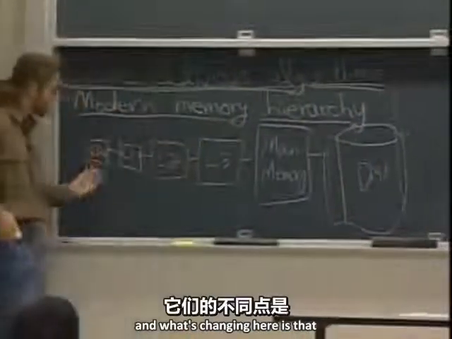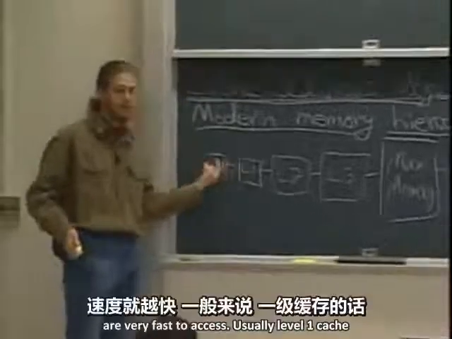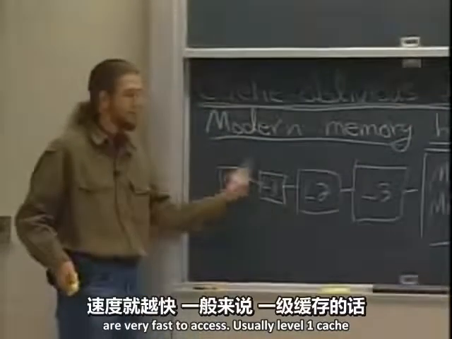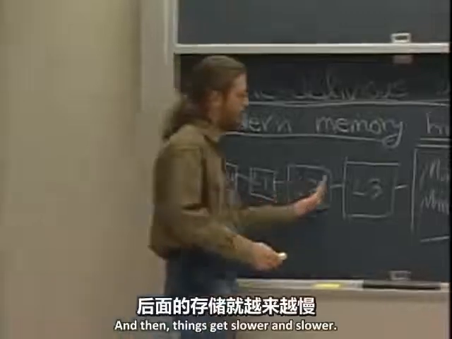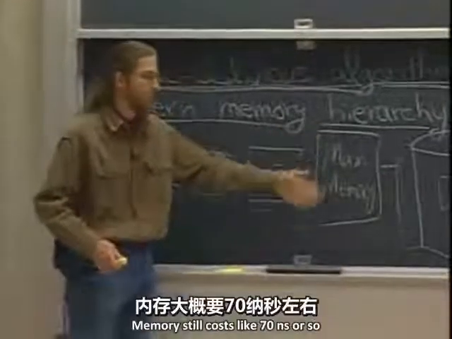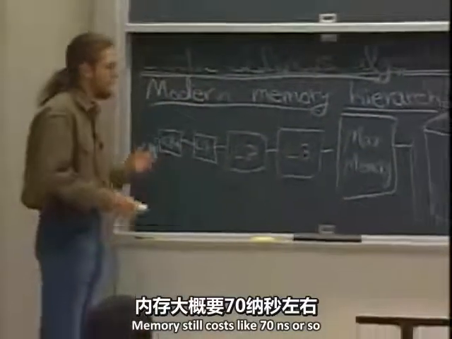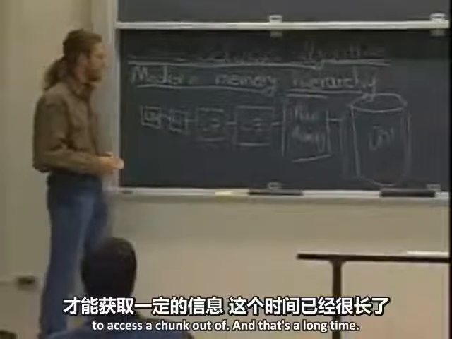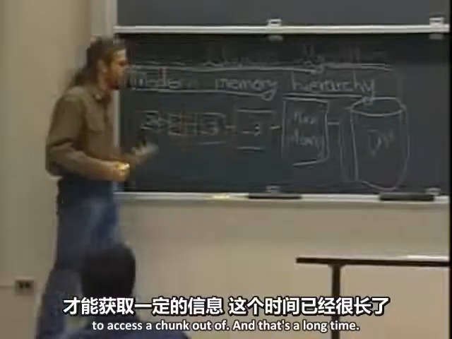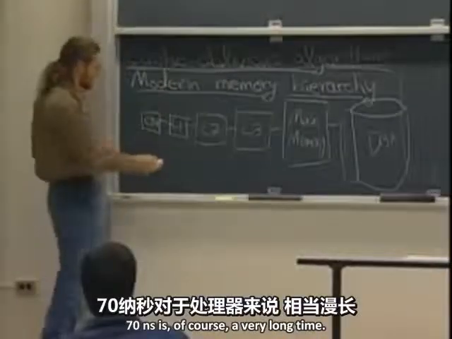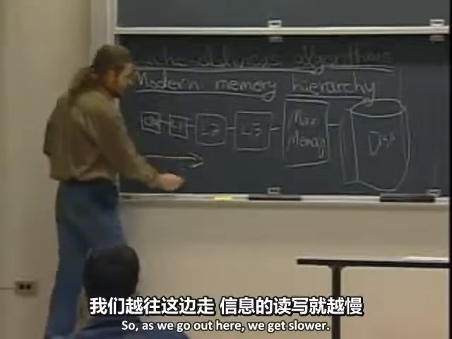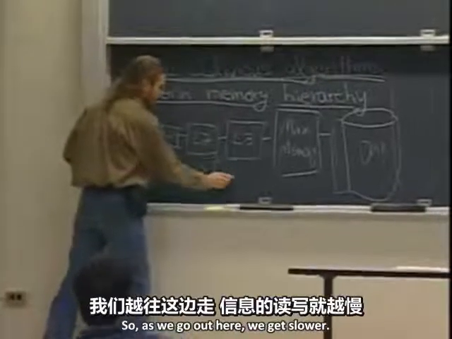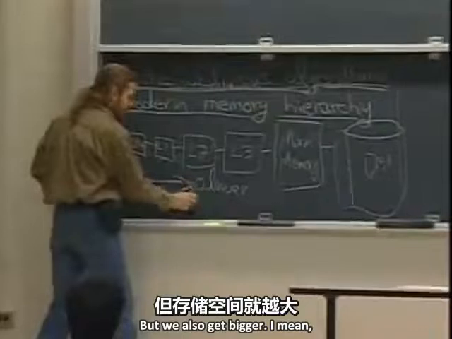What's changing here is that things that are very close to the CPU are very fast to access. Usually level 1 cache you can access in like 1 clock cycle or a few. And then things get slower and slower. Memory still costs like 70 nanoseconds or so to access a chunk out of, and that's a long time. 70 nanoseconds is, of course, a very long time. And so as we go out here, we get slower, but we also get bigger.